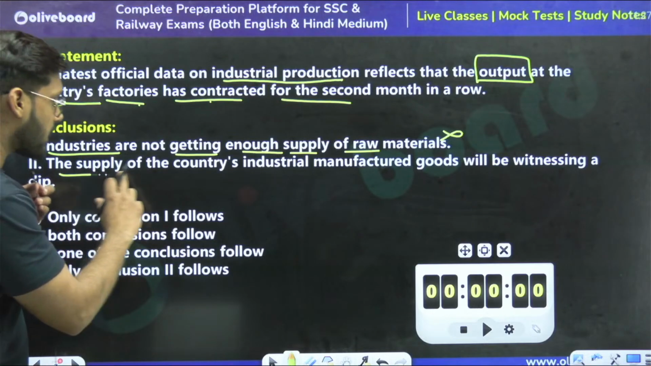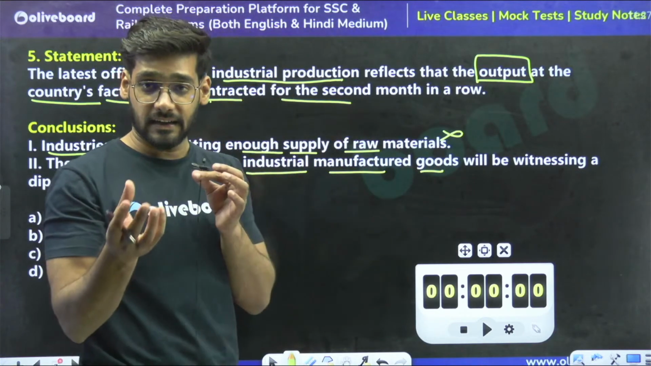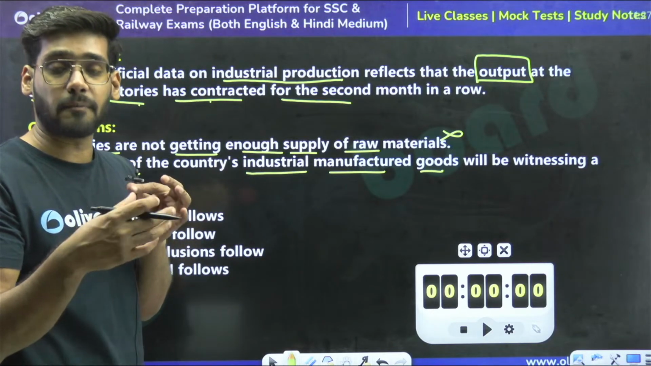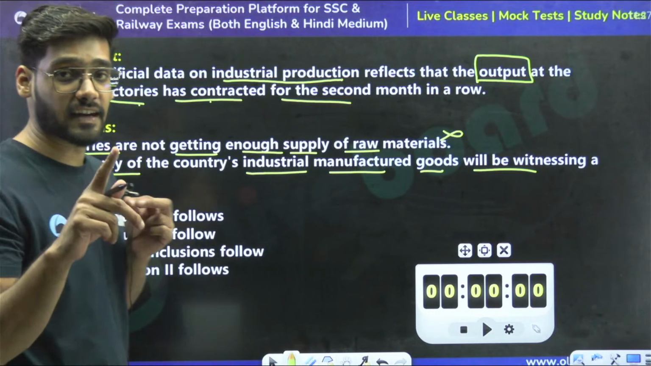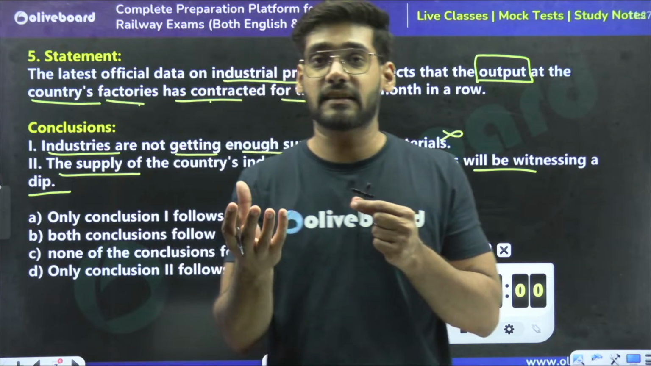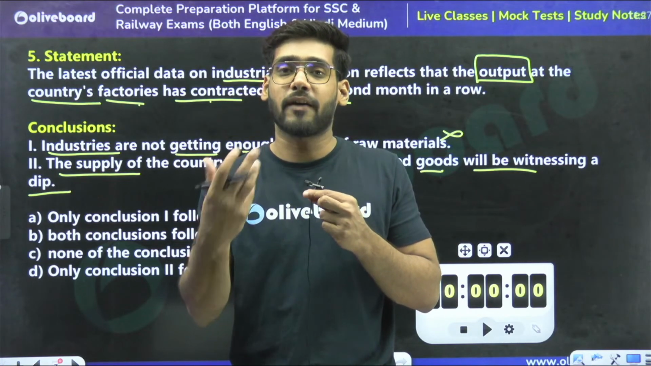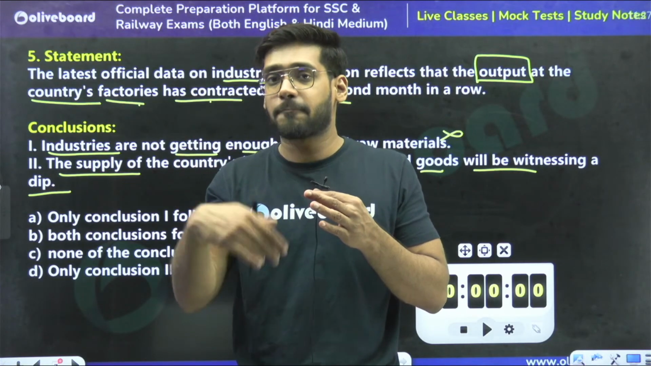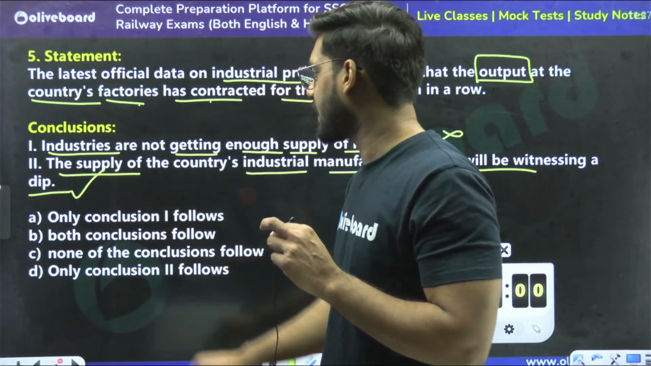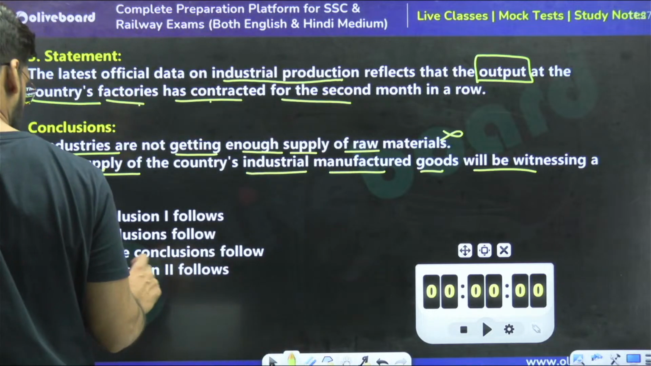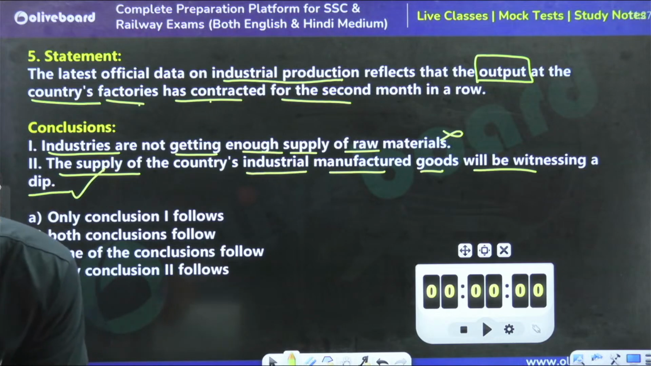Second, the supply of the country's industrial manufactured goods will be witnessing a dip. Yes, this is the conclusion that we can make. If we are not getting the proper output from the factory, then there will be a dip in the products that we produce. So the second one will be the right one, which means option number D is the right answer.